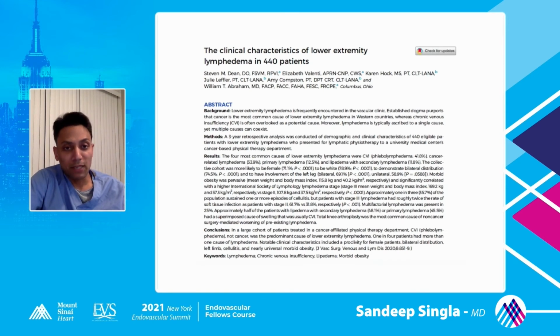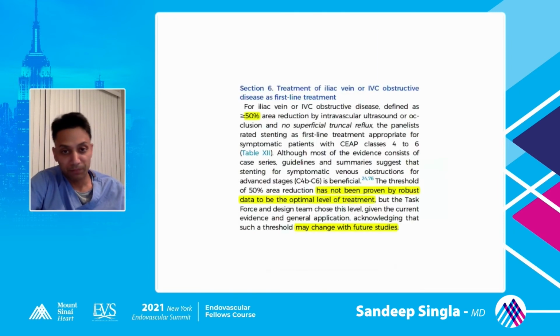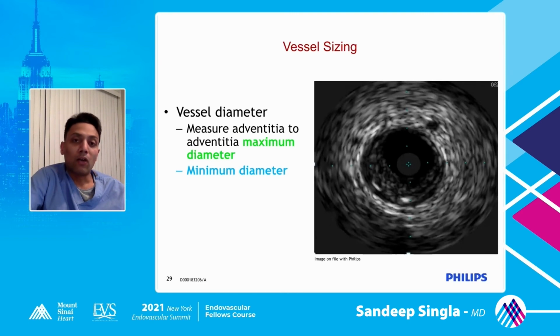And when you put stents in patients with only edema, you need to realize that you may not get ideal results in these patients. This is a typical example where a lady has lipedema in addition to filarial lymphedema. And as I mentioned again, the 50% criteria, even though it is arbitrary, is what is recommended in this appropriate use criteria.